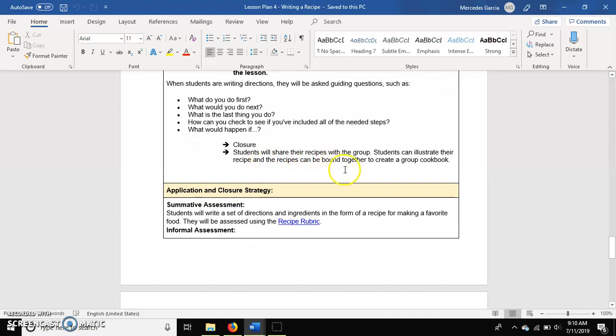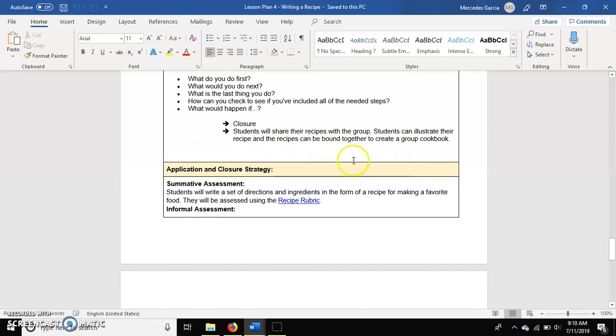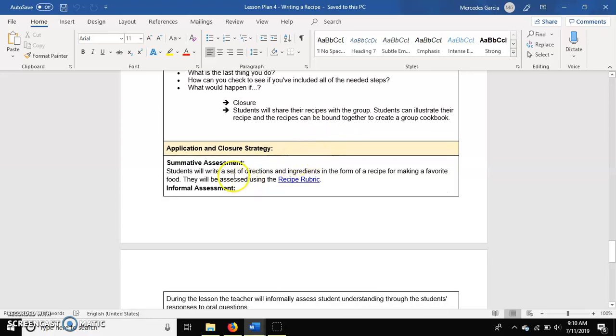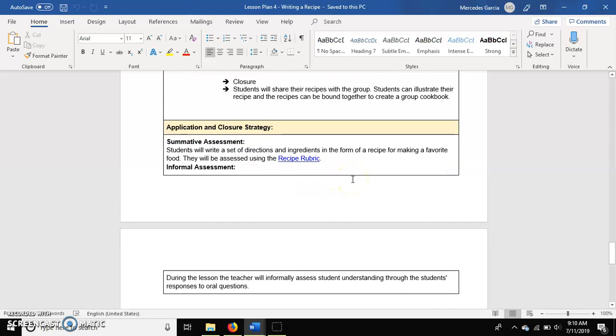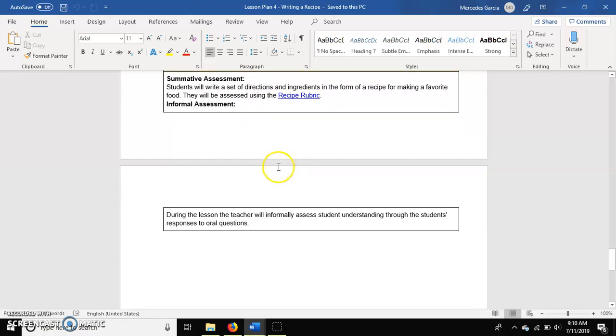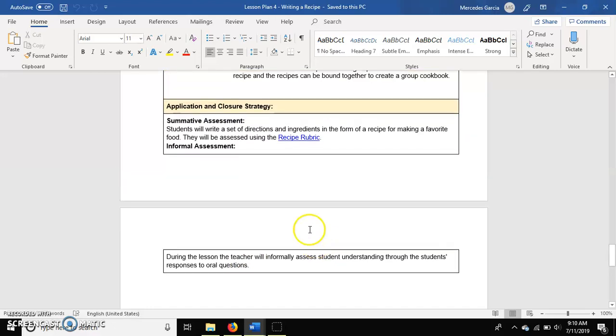Closure. They will share their recipes with the group. Students can illustrate their recipe and recipes can be bound together to create a cookbook. The assessment will be summative. They will write a set of directions and ingredients in the form of a recipe for making a favorite food. They will be assessed using the recipe rubric. During the lesson, the teacher will formally assess student understanding through the students' responses to oral questions.